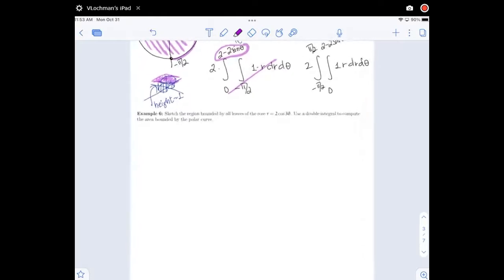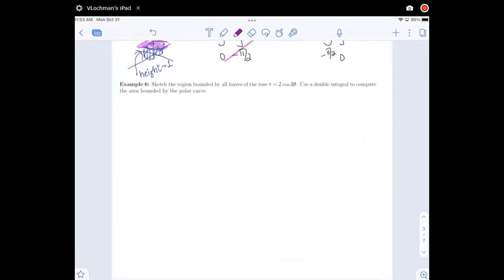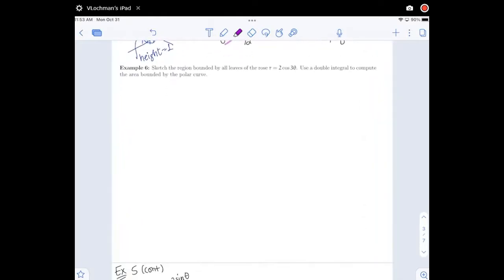All right, let's do one more, and then we'll talk about triple integrals. Sketch the region bounded by all leaves of the rose r is equal to 2 cosine 3 theta. Okay, again, use Desmos for this one. Use a double integral to compute the area bounded by the polar curve.